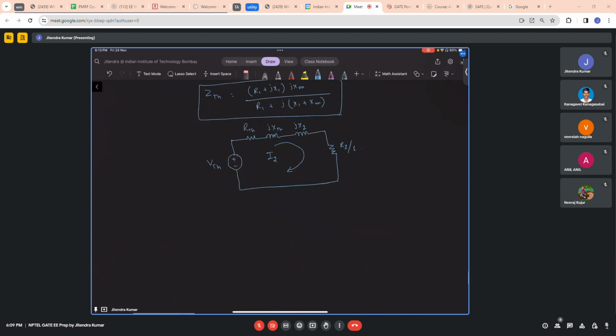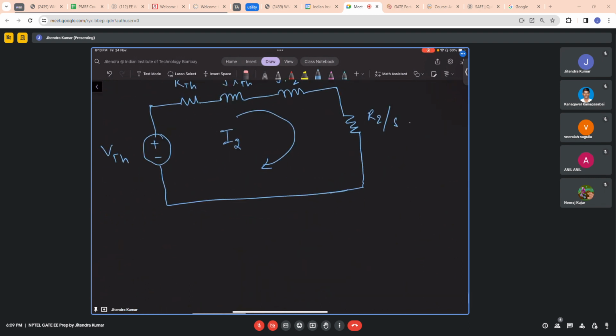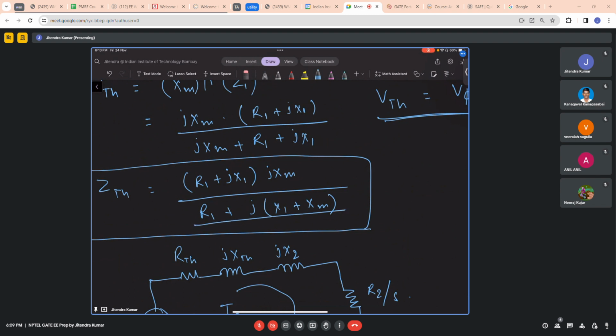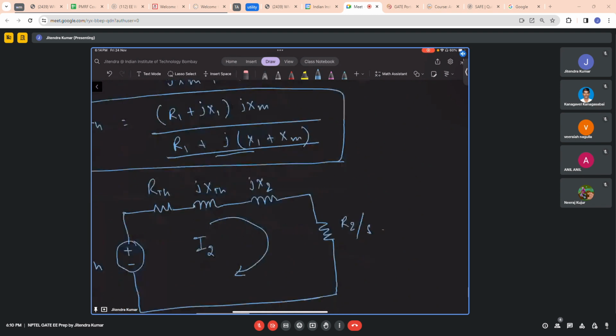Let me show you what it will look like. So VTH, we can say, is equal to V1, and we are ignoring R1 and X1 compared to XM. So our ZTH will also be modified, right? First, let me break down ZTH into real and imaginary parts, so that ZTH will have two components, one for resistance and one for reactance.